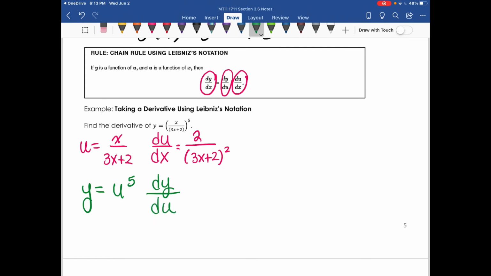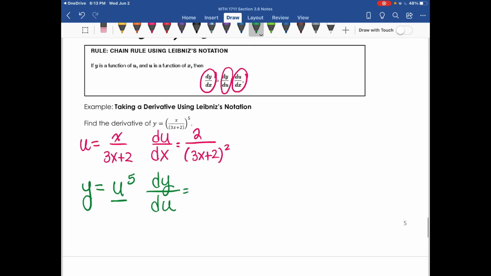Now, if I identify my y, which is my outer function, that's going to be u to the fifth. So when I take the derivative of y with respect to u, and I take it with respect to u here because u in this case is my variable, I'm going to bring the 5 down in front and I have u to the fourth.